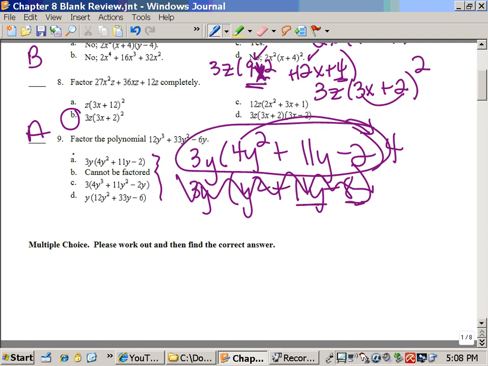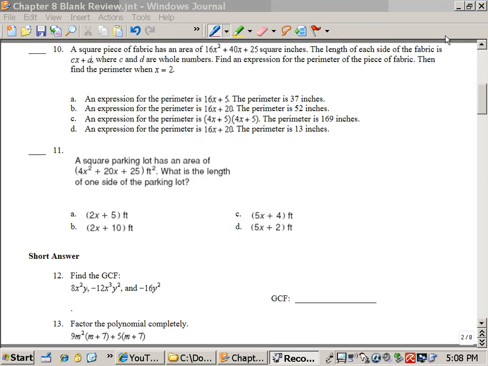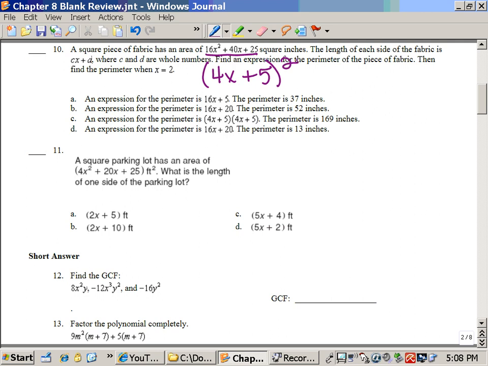The answer to 9 is A. Number 10, we have a square piece of fabric. This problem right here needs to be factored. I notice that it's a perfect square trinomial, 4x plus 5 squared. I need to double check for the 40. 5 times 4 is 20. Double it, you get 40.